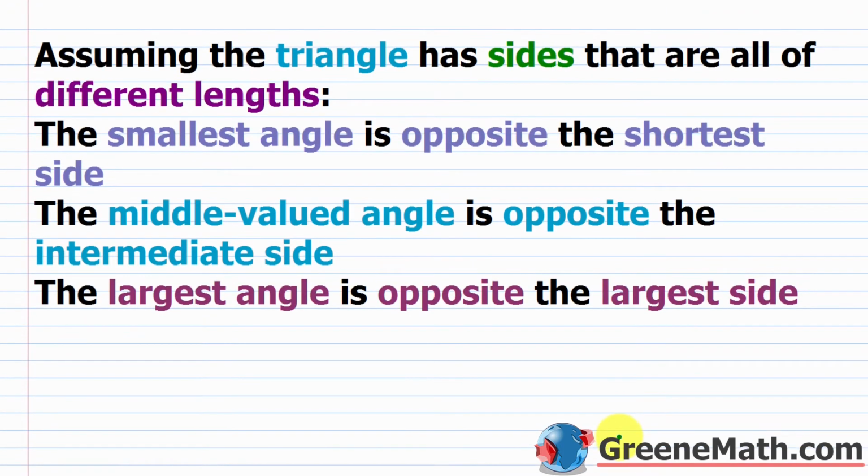So we need to keep that in mind. Now, just a few other quick things about triangles that you may or may not know. Assuming the triangle has sides that are all of different lengths, the smallest angle is going to be opposite the shortest side. The smallest angle is opposite the shortest side. The middle valued angle is opposite the intermediate side. The largest angle is opposite the largest side. Okay, so you need to make sure you understand that because, again, it's going to come up today.